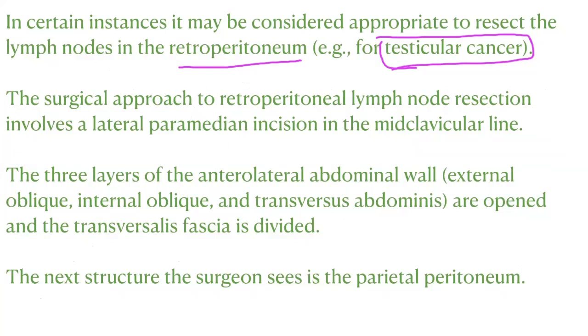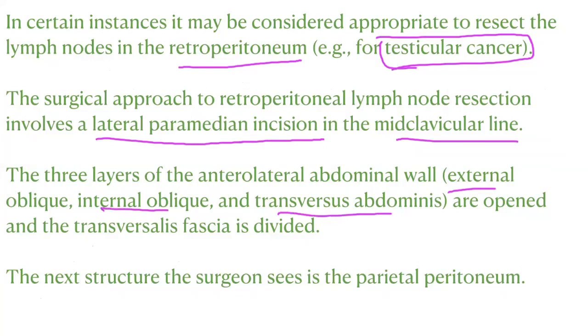Surgeons resect retroperitoneal lymph nodes. Okay, it is called retroperitoneal lymph node dissection. The surgical approach involves a lateral paramedian incision in the midclavicular line. The three layers of the anterolateral abdominal wall, external oblique, internal oblique, and transversus abdominis, are opened, and the transversalis fascia is divided. The next structure the surgeon sees is the parietal peritoneum.